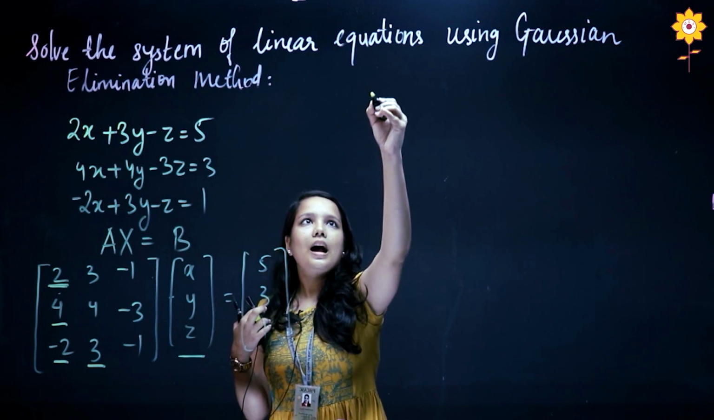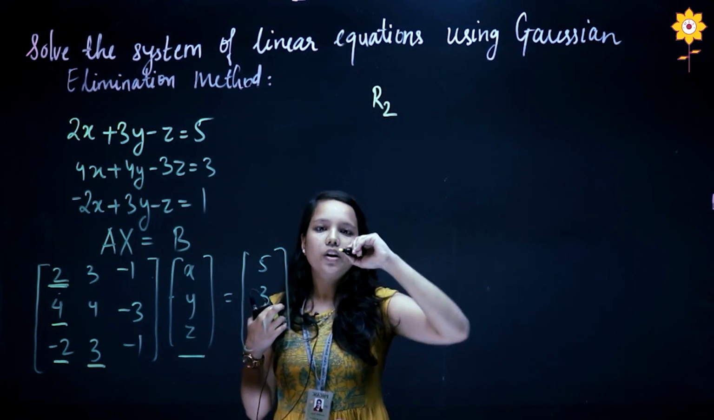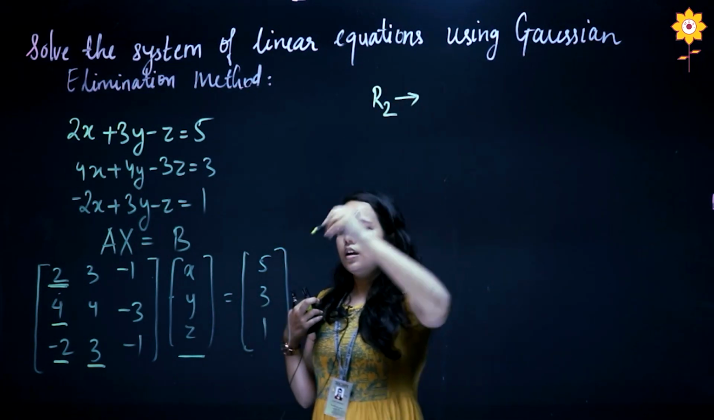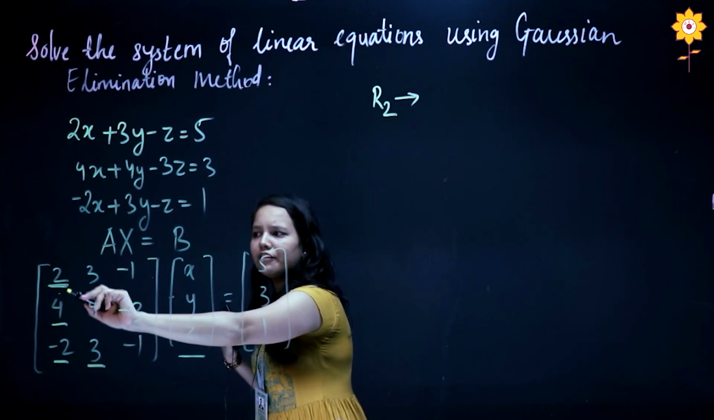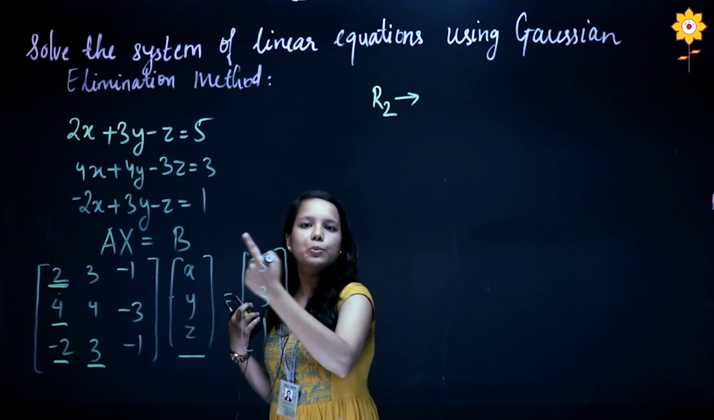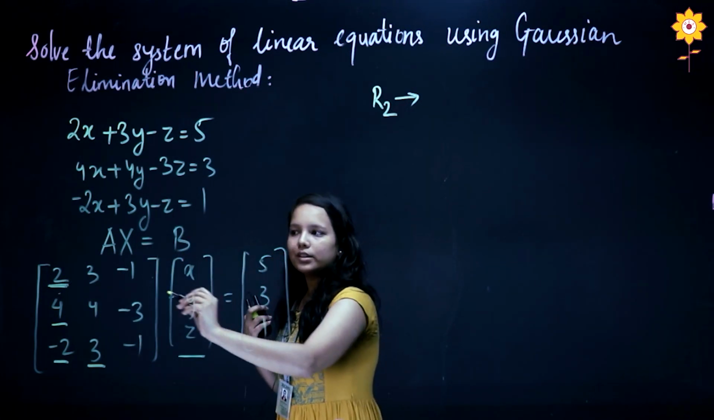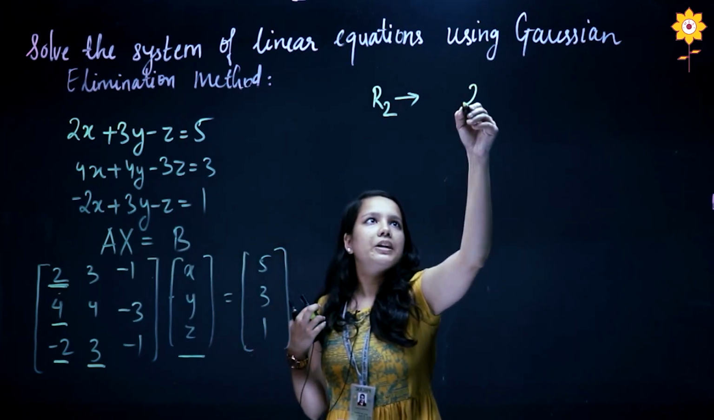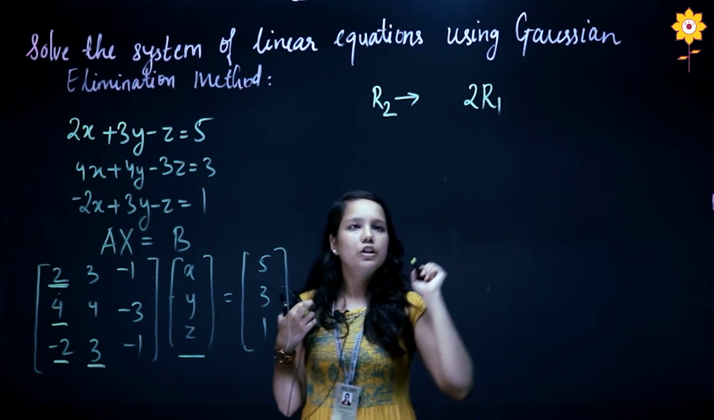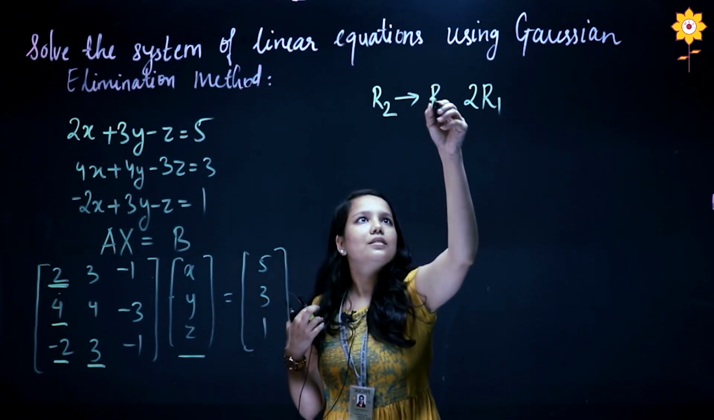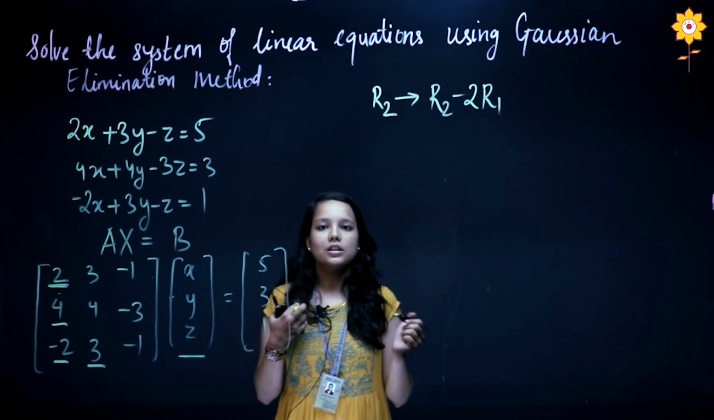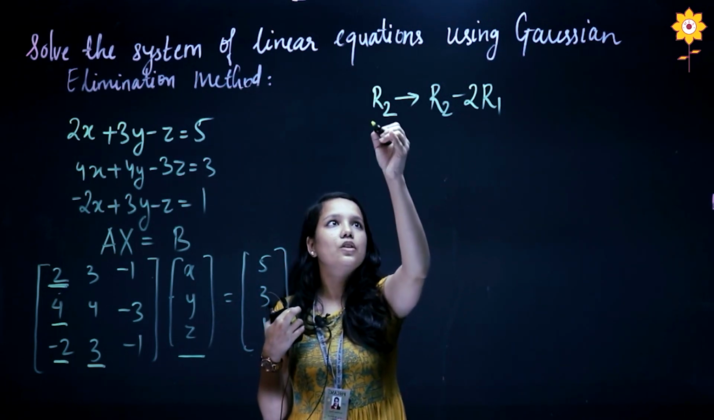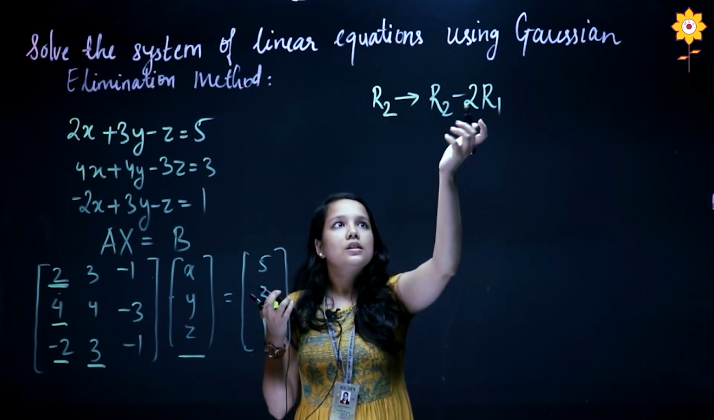I will change my row R2. I know that if I am making this 2 as 4, then 4 minus 4 will be 0. So I will multiply 2 with the first row. I will multiply row 1 with 2 and then R2 minus 2R1. If I change this, then row 2 will be changed to this form.